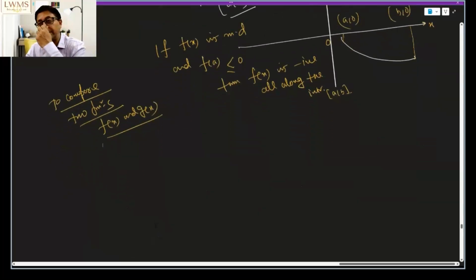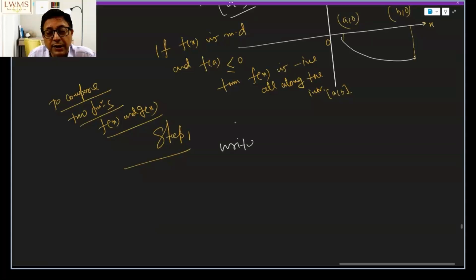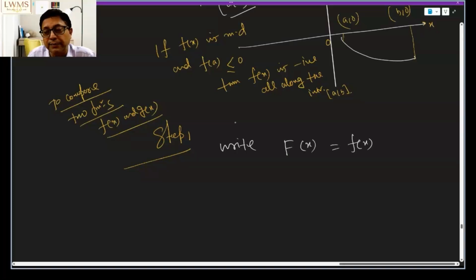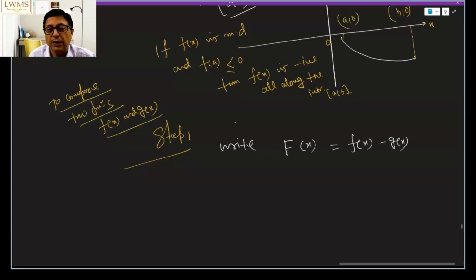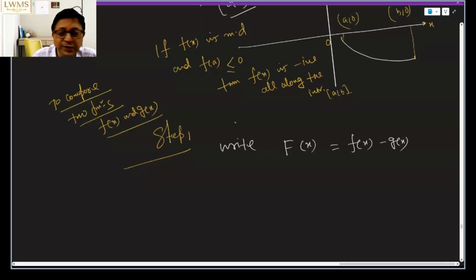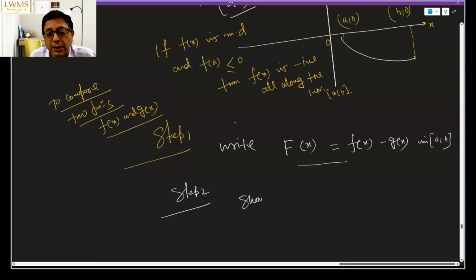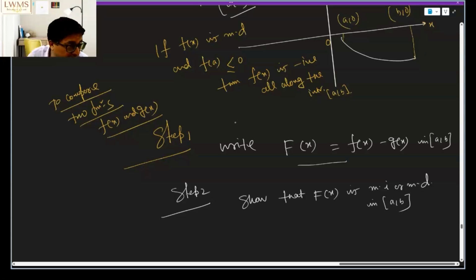To compare two functions f(x) and g(x), we use step 1. What is that? Write F(x) equal to f(x) minus g(x). Either f(x) equal to g(x) or greater or smaller. No other option is there. They have a common interval, say [a, b], where you are going to decide. Take in the interval, just symbolic. Okay? Step 1, you write this. Step 2, show that F(x) is MI or MD in the interval. Which F(x)? That F(x) which is the difference between these two. Okay?